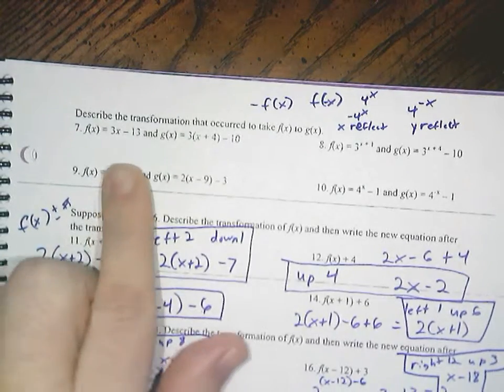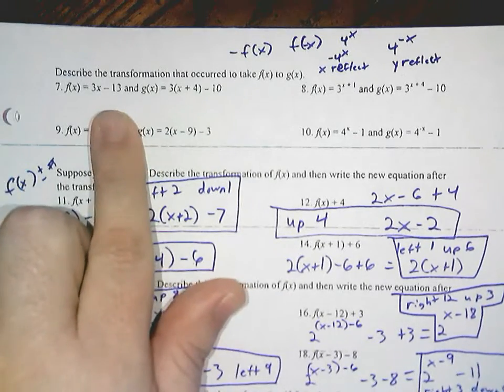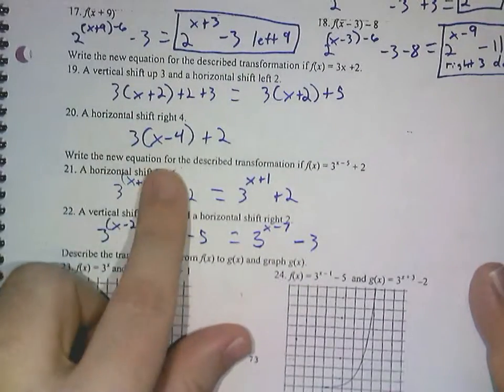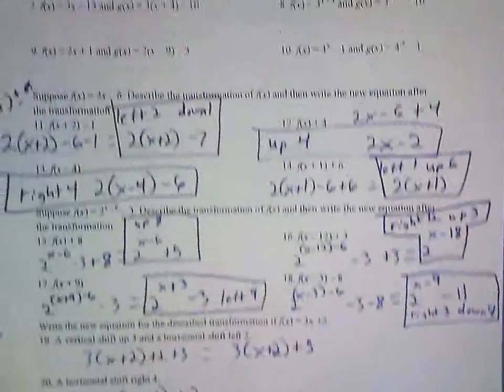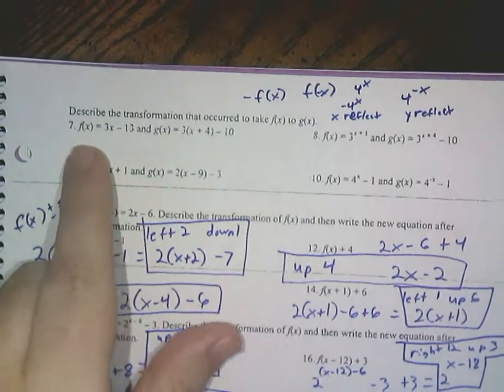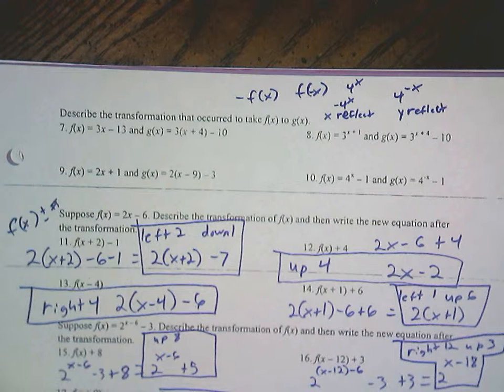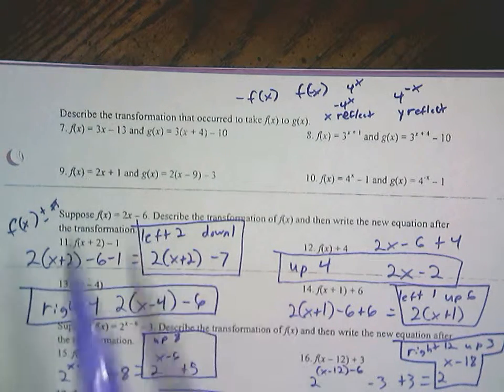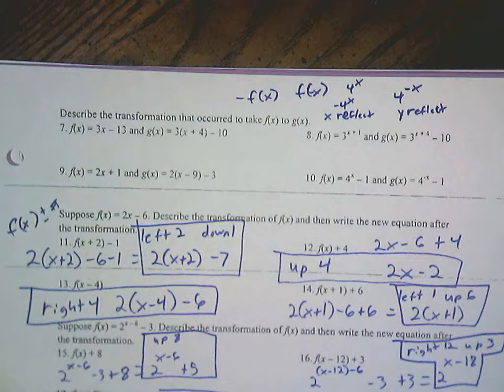Okay. So let's talk about the transformations. And all we're doing is describing. So basically, we're just doing the verbal description. Okay, that's all we're doing today. But we're not doing the function notation or anything like that. We're just given two equations, and we have to figure out what changed between them. Okay, so the first equation is our original equation. So f of x started out as 3x minus 13.